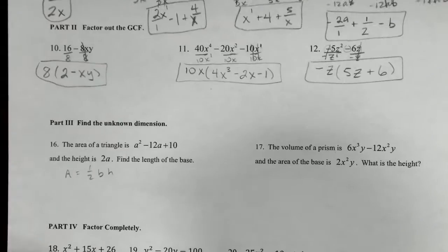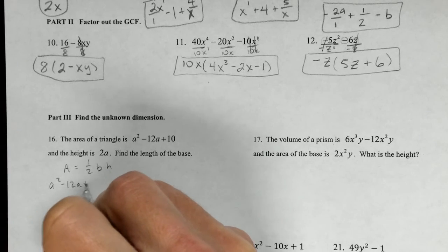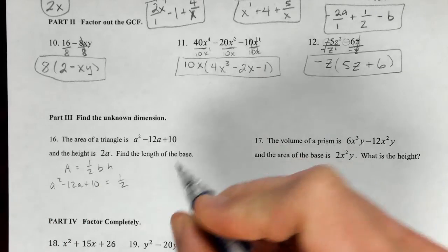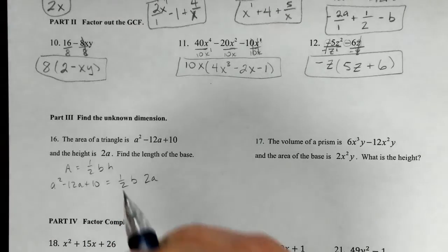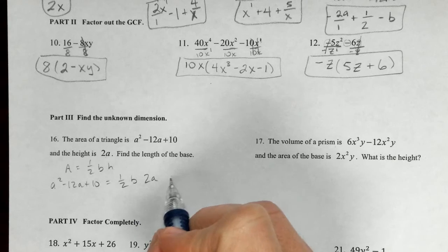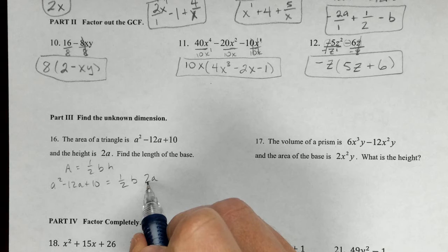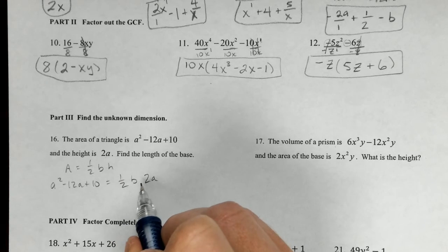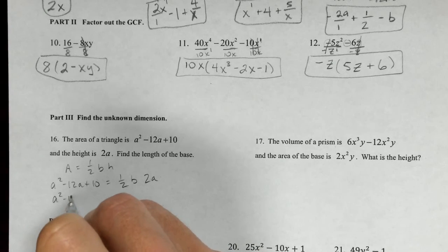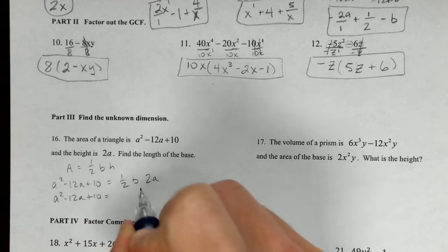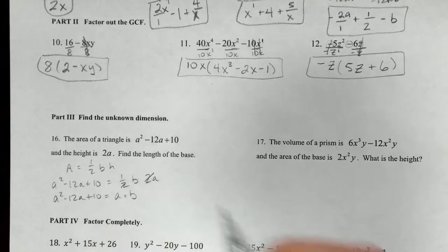Now we're given the height and the area. So the area is a squared minus 12a plus 10 is equal to 1/2 times the base times the height of 2a. Now we can either go ahead and multiply by 2 on both sides to get rid of this 1/2, or we can just say, what's 1/2 of 2a? Well, 1/2 of 2 is 1, right? So I'm left with just a. So my new equation is that the 2 and that 1/2 cancel out, and we have a times b.